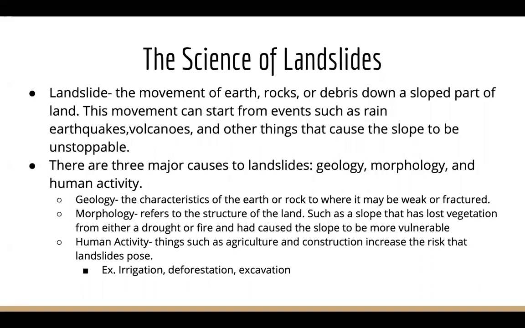The geology refers to the characteristics of the earth or rock that could be weak or fractured. Morphology then refers to the structure of the land. This includes things that cause the slope to become more vulnerable. An example would be the loss of vegetation on a slope from either a drought or, in this case, a fire. Finally, human activity can cause landslides. So things such as agriculture and construction can increase the risk of landslides. Examples of this would be irrigation, deforestation, and excavation.